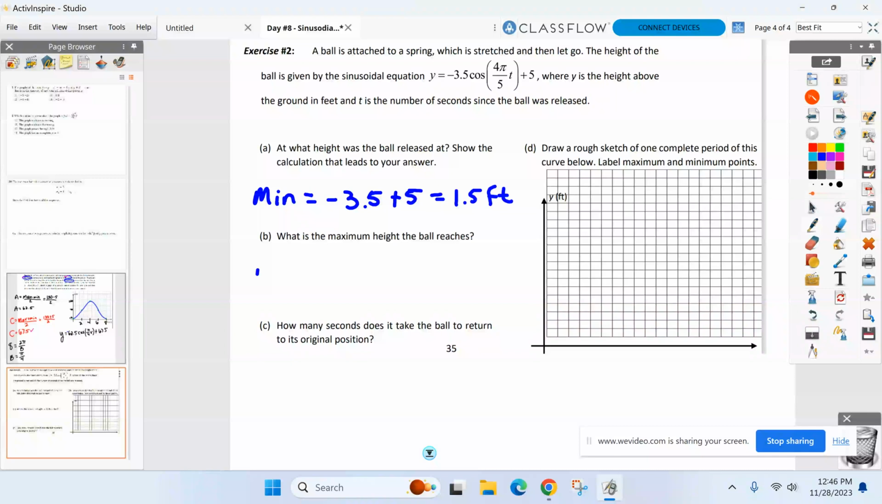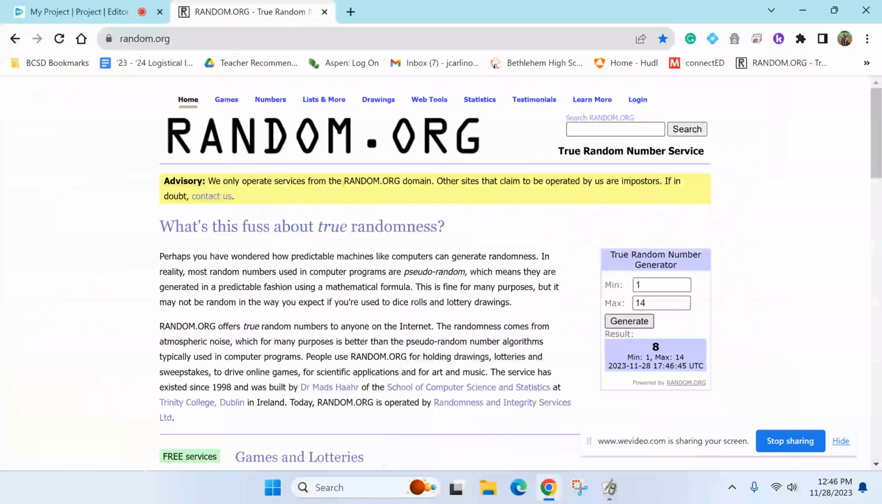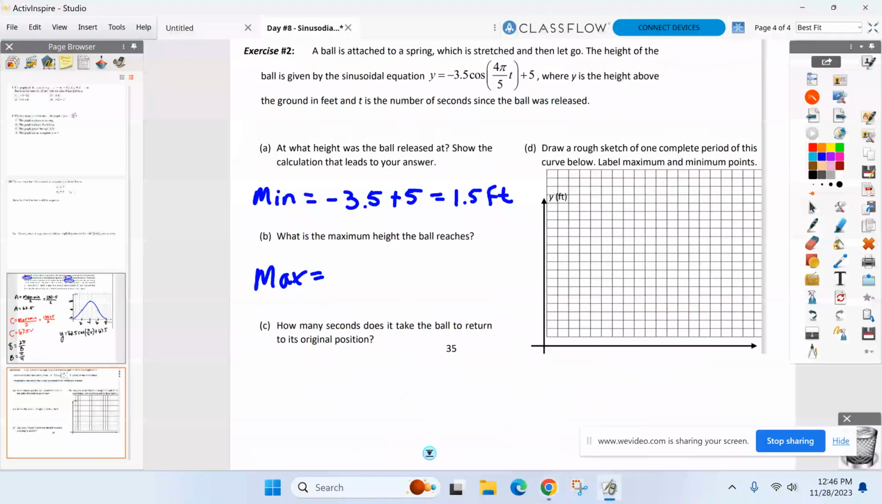And what about the max? Calculate the max for me. How are you doing it? Emma, here you go. You're up. Just make 3.5 positive and add 5. There you go. Yep. So that ball's going to go to 8.5.